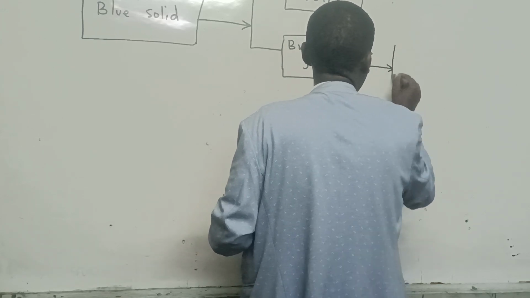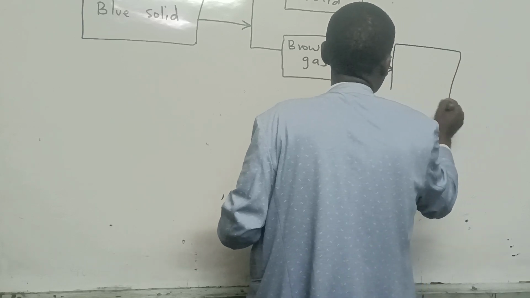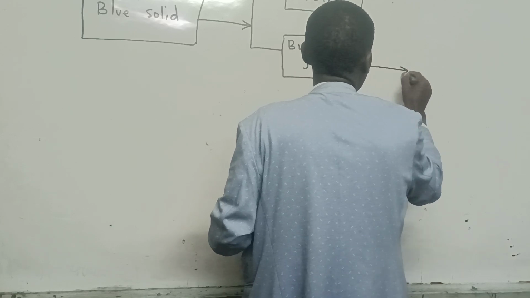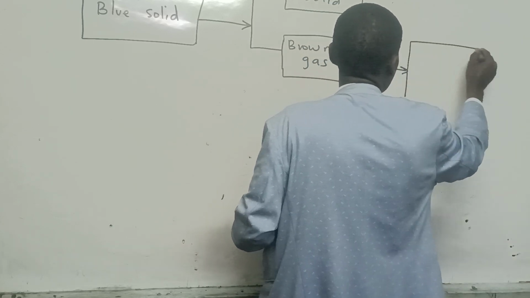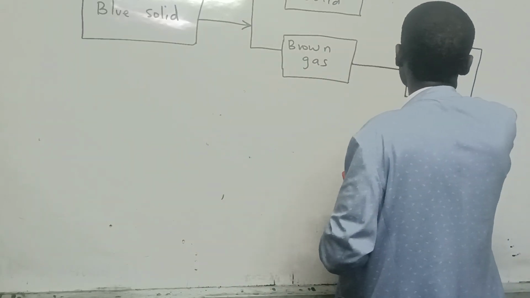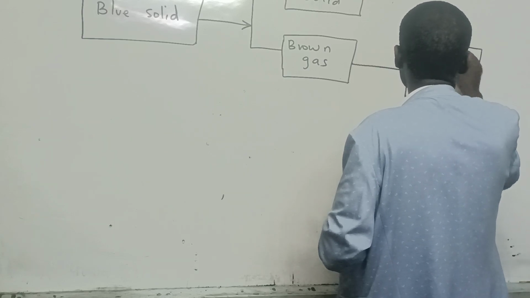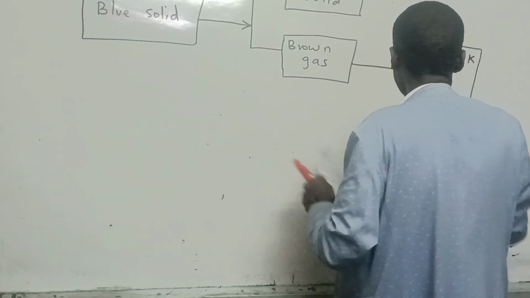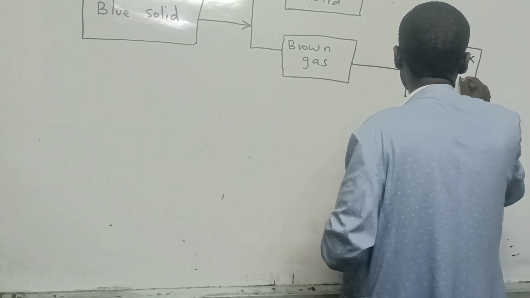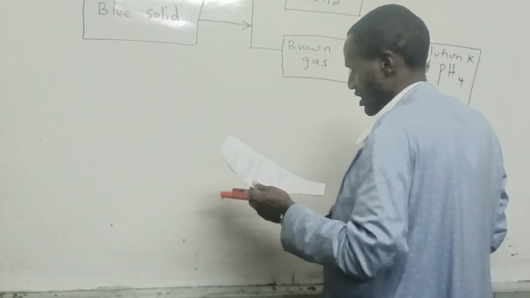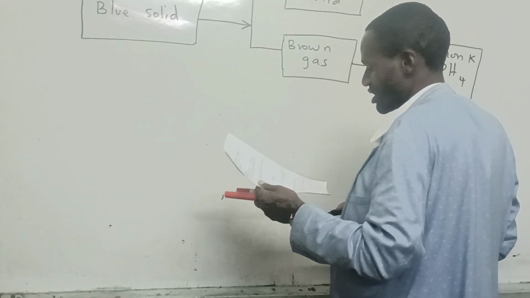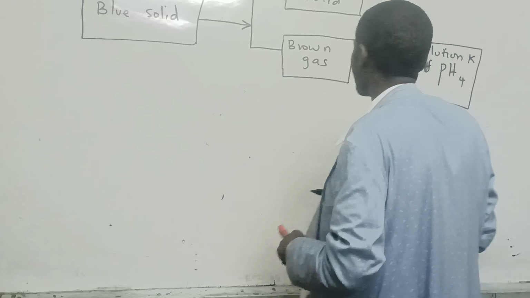this other chamber. Let me just extend this part at this other end for the purpose of making everything very clear to you. So we have this, and this has solution K, correct, of pH 4. Solution K of pH 4 means this solution is weakly acidic.